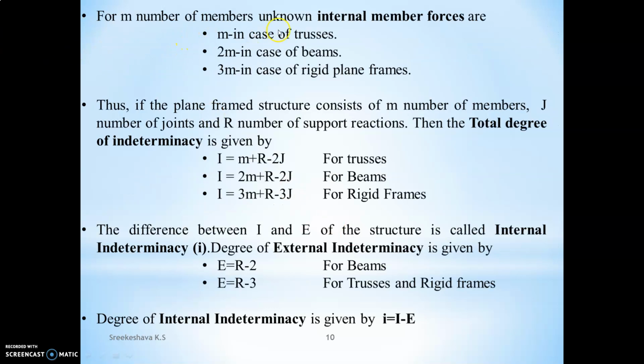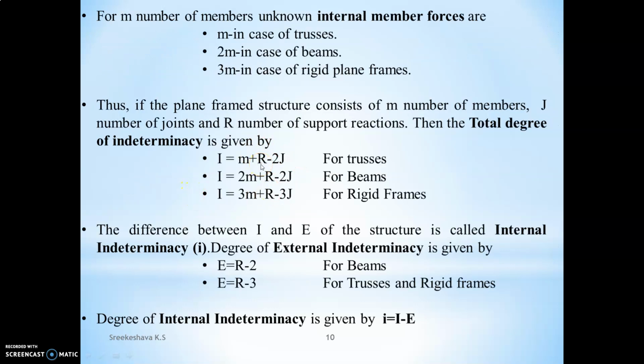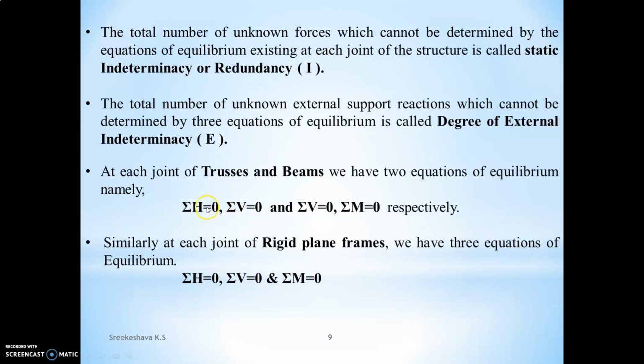Now, for m number of members, the unknown internal member forces are m in case of truss, 2m in case of beam, and 3m in case of rigid plane frames. Now I can easily write an equation for total degree of indeterminacy, where m is the number of members, r is the number of support reactions and j is the joint equilibrium condition. Total indeterminacy is m plus r minus 2j for trusses, since there are two joint equilibrium conditions.